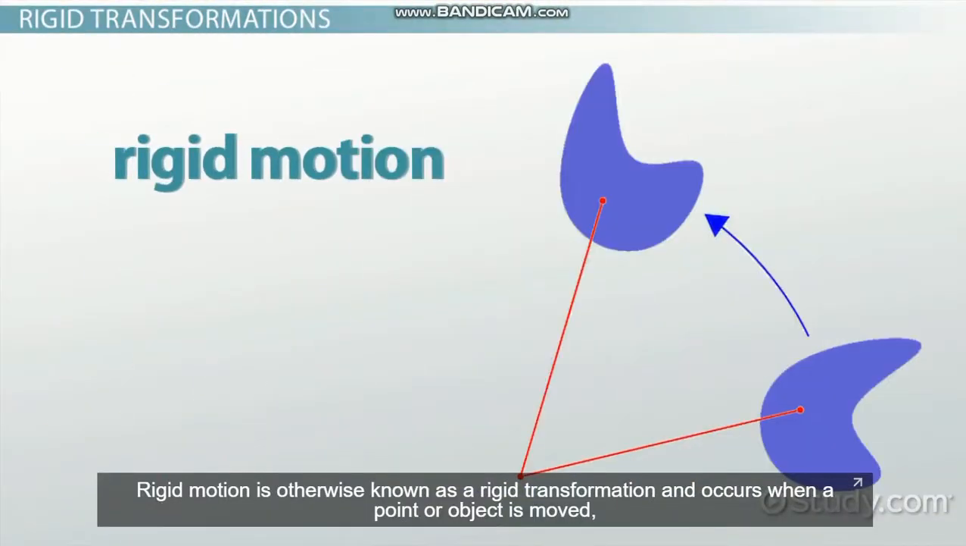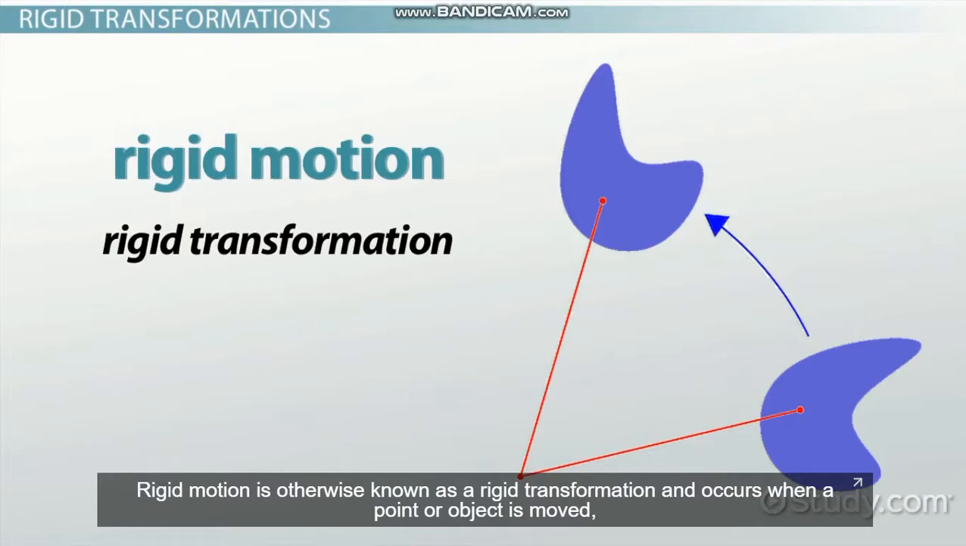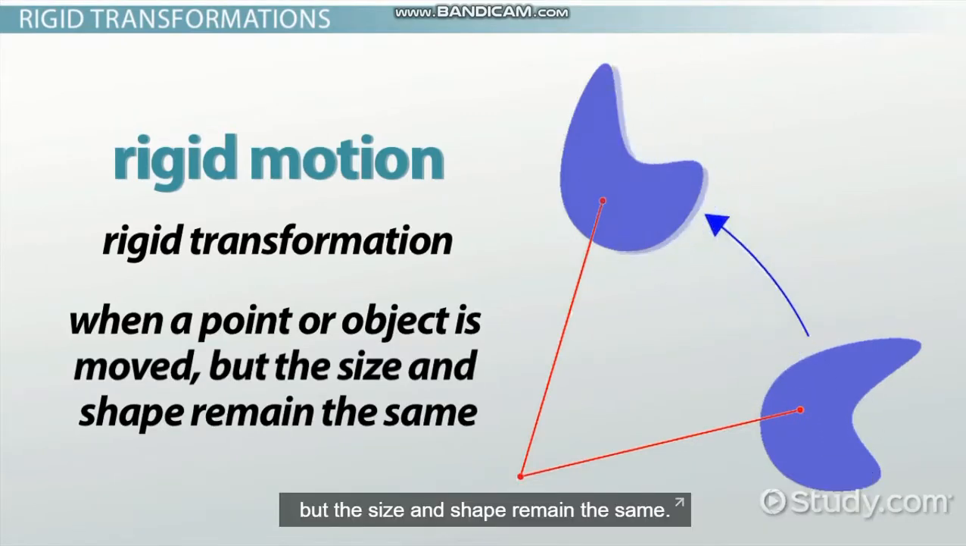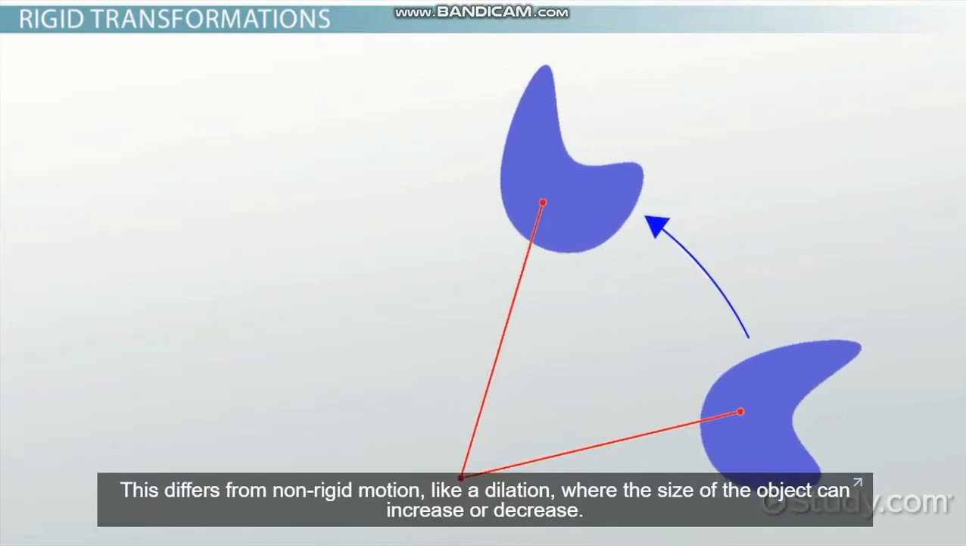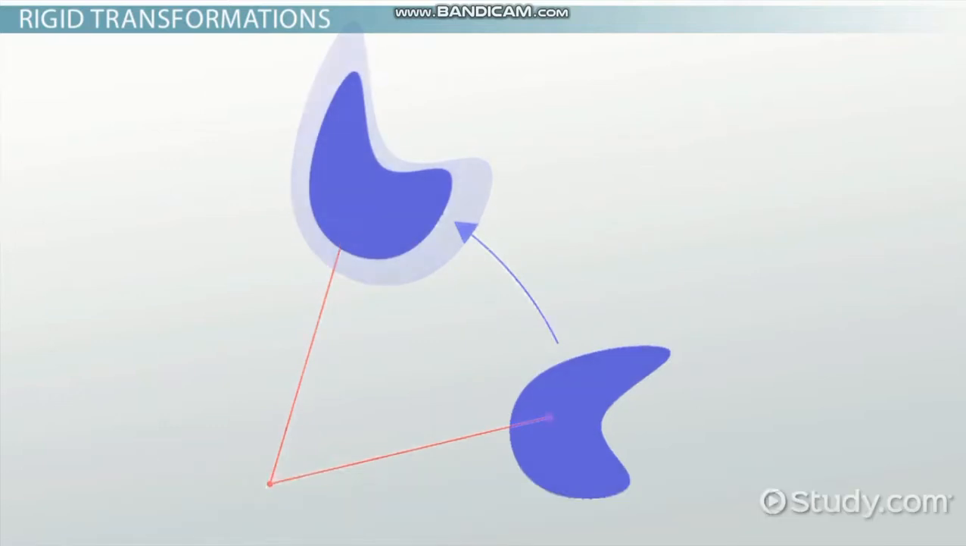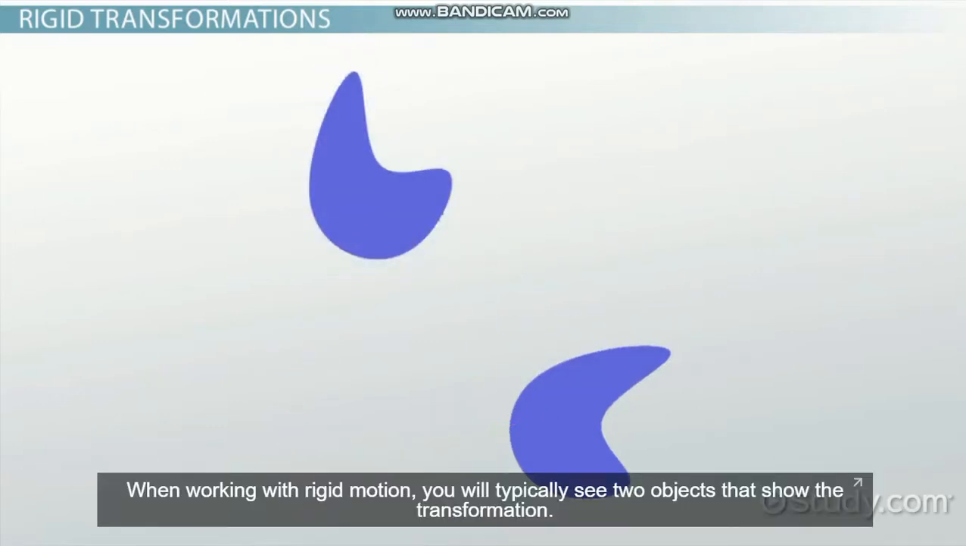Rigid motion is otherwise known as a rigid transformation and occurs when a point or object is moved, but the size and shape remain the same. This differs from non-rigid motion, like a dilation, where the size of the object can increase or decrease. When working with rigid motion, you will typically see two objects that show the transformation.